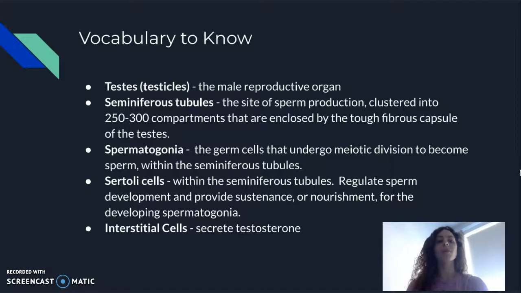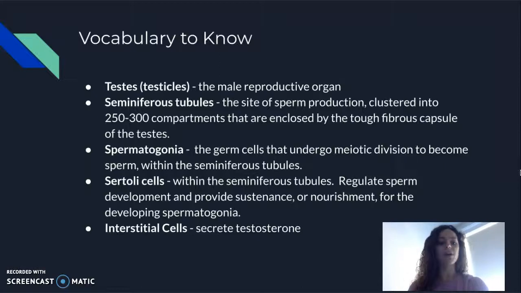So just some important vocabulary to know before going into this. First is the testes or the testicles, which are the male reproductive organ. There's also the seminiferous tubules, which are the site of sperm production, and they're clustered into 250 to 300 compartments that are enclosed by the tough fibrous capsule of the testes.